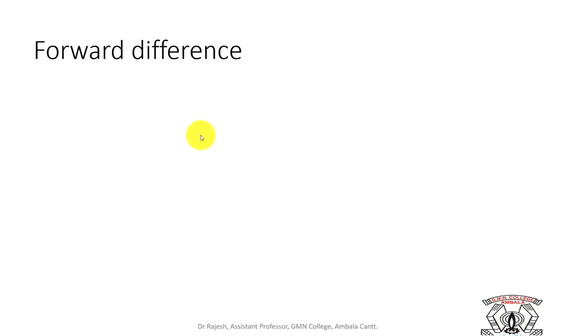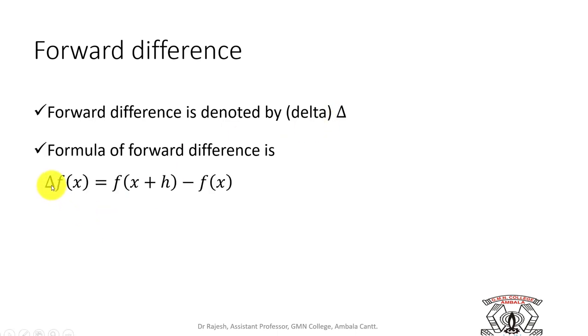So the forward difference operator is denoted by the symbol delta, and its formula is given by delta f of x is equal to f of x plus h minus f of x. So this is the formula for forward difference. Here it is the difference between two numbers, so difference is in its name.